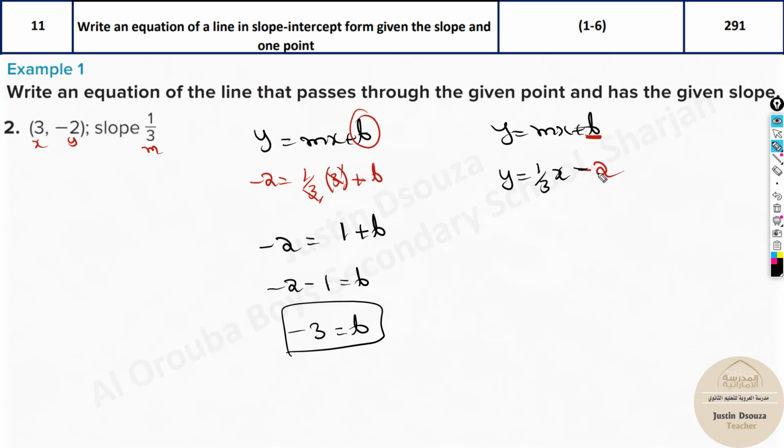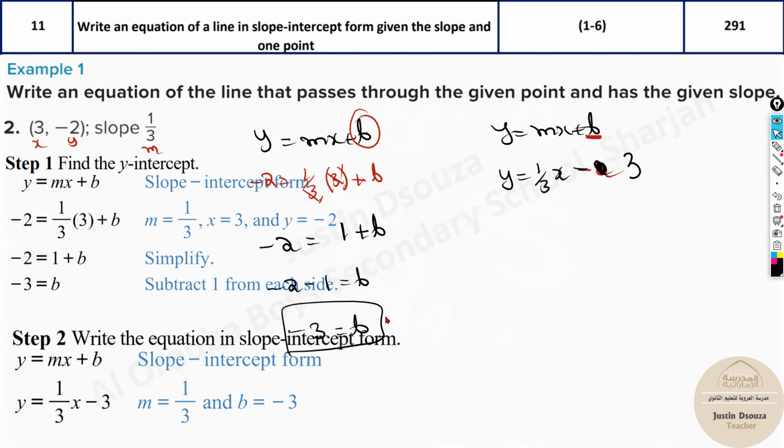Now you substitute this value here. It's not minus 2, it's minus 3. That is the answer. You can see it's minus 3. That's a silly mistake, but a major mistake because you lose a lot of marks because the entire thing goes wrong, right? So please be careful with that.